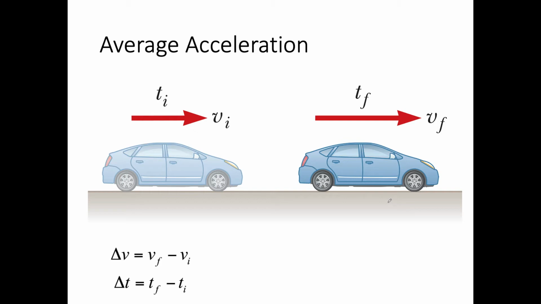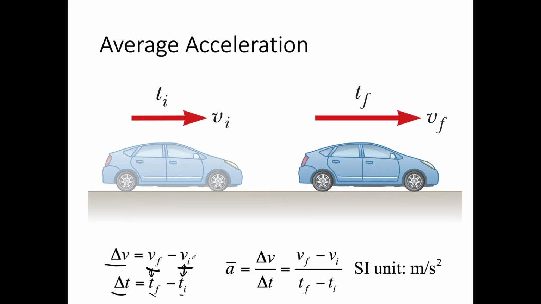And now we define average acceleration. Average acceleration depends on two quantities. First, the change of velocity, which is the final velocity subtract the initial velocity, and the time it takes for this change. tf is the time instance the car has final velocity vf, and ti is the time instance the car has initial velocity vi. So the change of velocity is vf subtract vi, and the time it takes for this change is tf subtract ti.